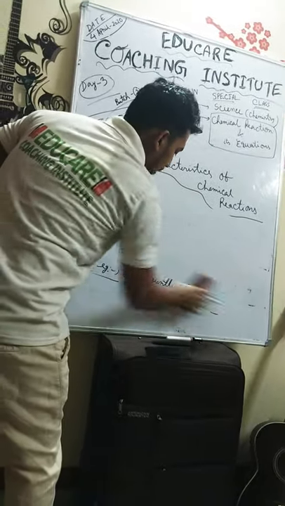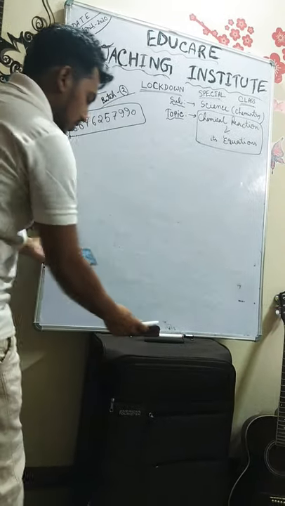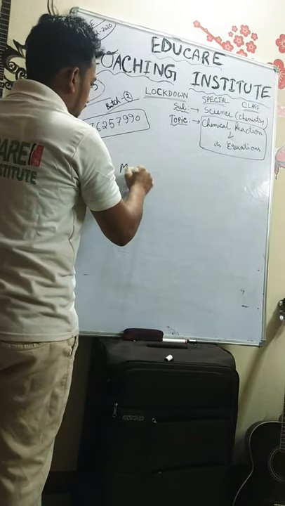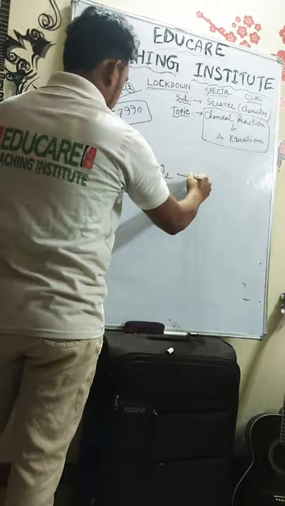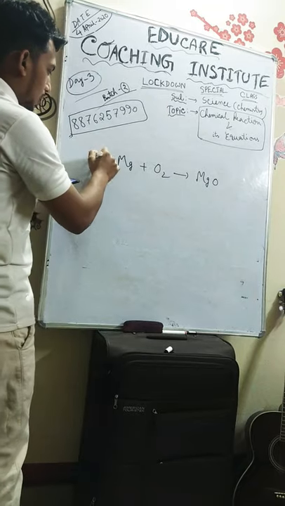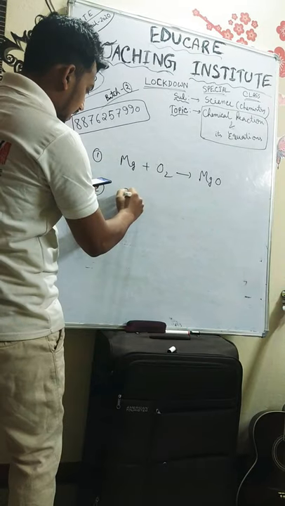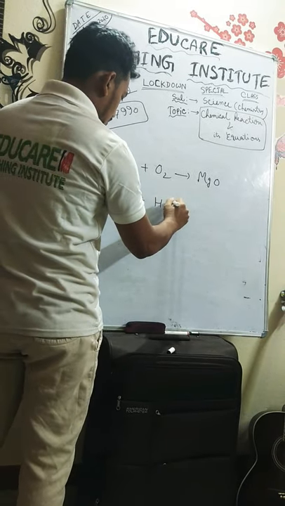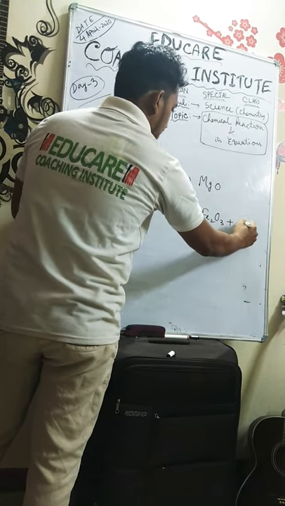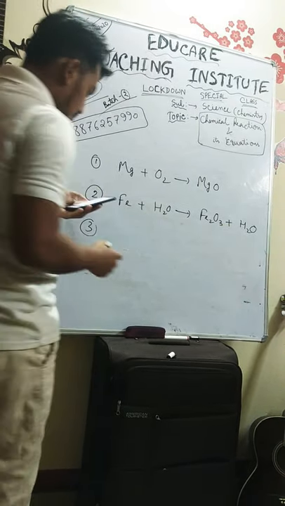Now five reactions I will give, you will solve at home. Just balancing of chemical equation. You can write down also. Yes, you have to balance, simple equation. Mg plus O2 gives MgO: this is magnesium, this is oxygen, this is magnesium oxide. Number one, you have to balance it. Number two, Fe plus H2O gives Fe2O3 plus H2. Number two, you have to balance, you have to put the digits.